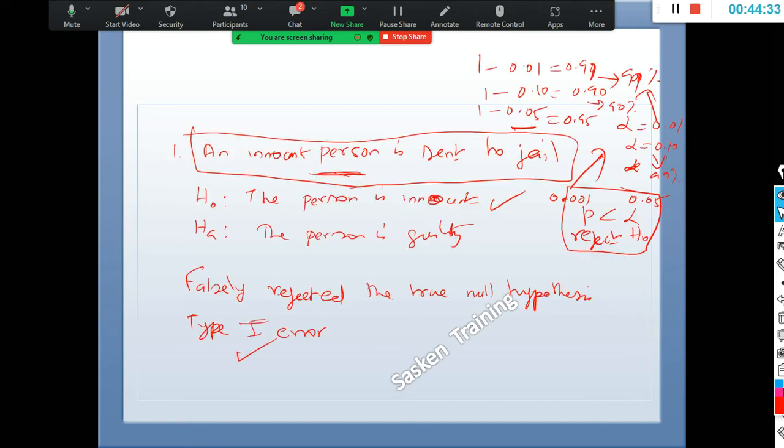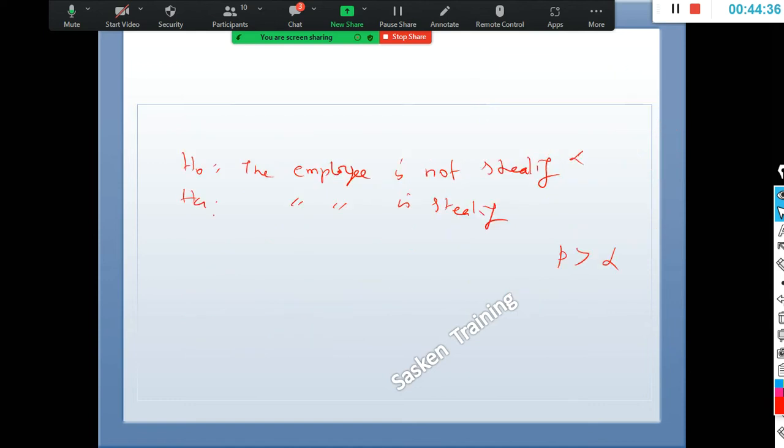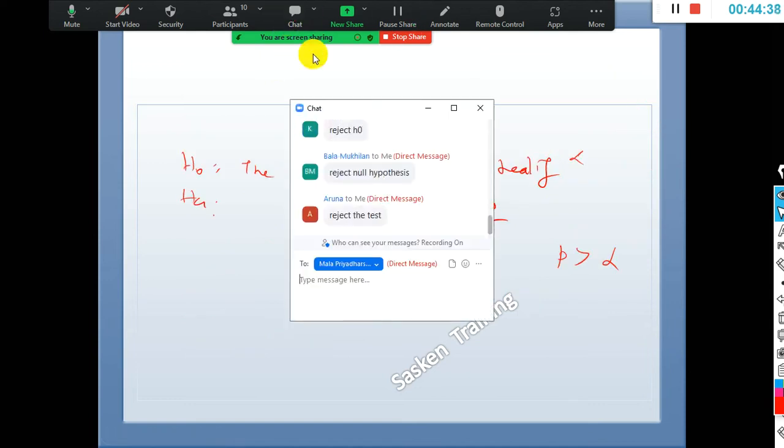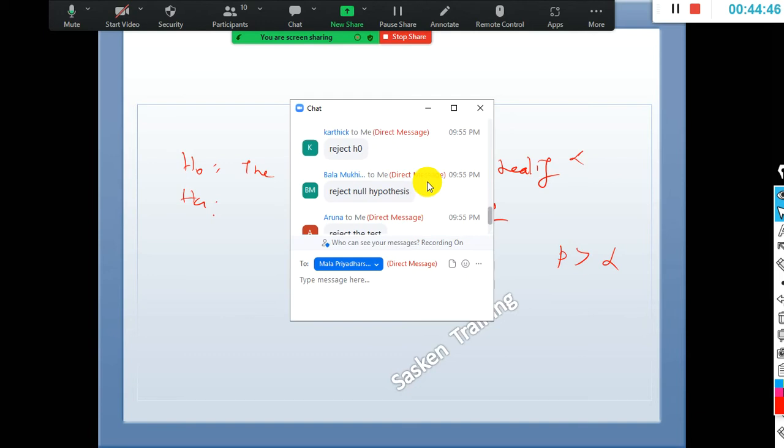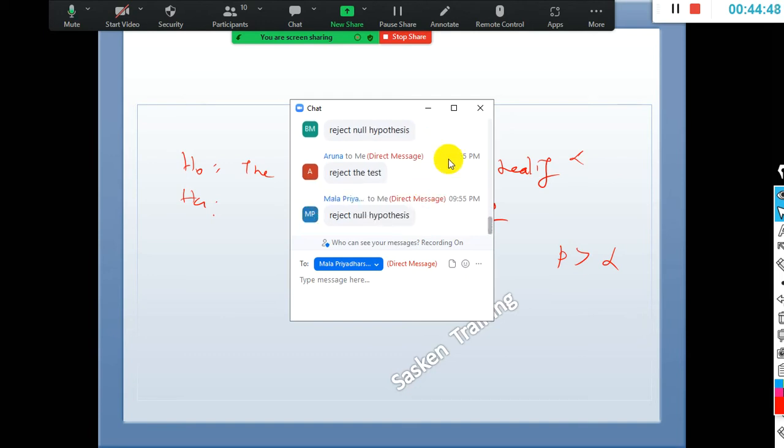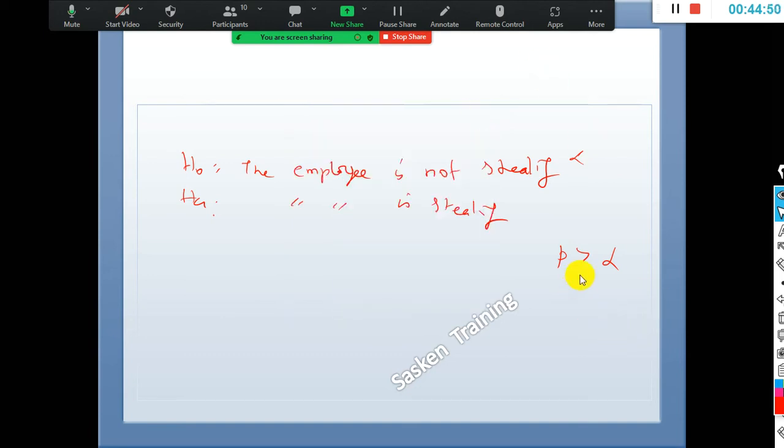Guys, this is what we discussed, right? P is less than alpha, reject the null hypothesis. Please, all of you type it in the chat window. Please wake up. Reject the null hypothesis, not the test. Don't say test; that is the term you need to use: reject the H sub 0. Yes, very good. So reject the null hypothesis. If it is greater than alpha, what will you do?